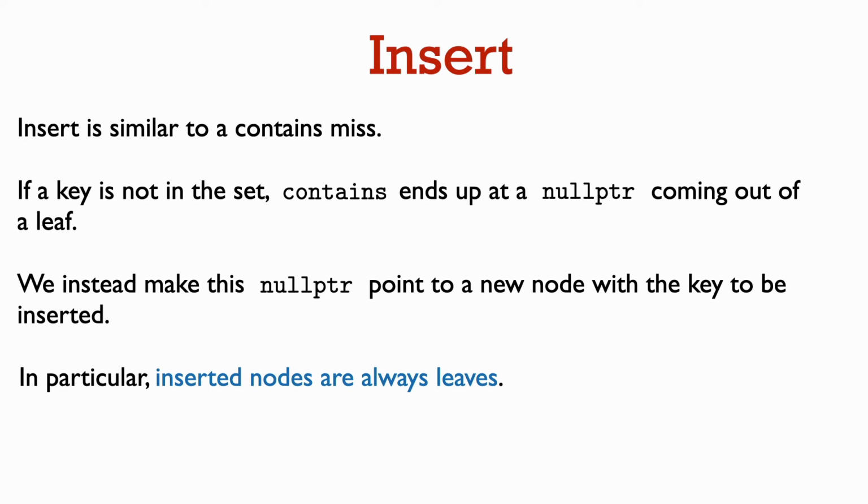Insert begins exactly like searching for the key to be inserted in the tree. As the key k that we want to insert is not in the tree, we are going to end up at a null pointer, as we just saw in the previous example of the contains method. This is where the key k is going to be inserted. We create a new node holding key k and update the null pointer to instead point to this new node. In particular, it's really important to remember that when a key is inserted, the node holding it will always be a leaf.